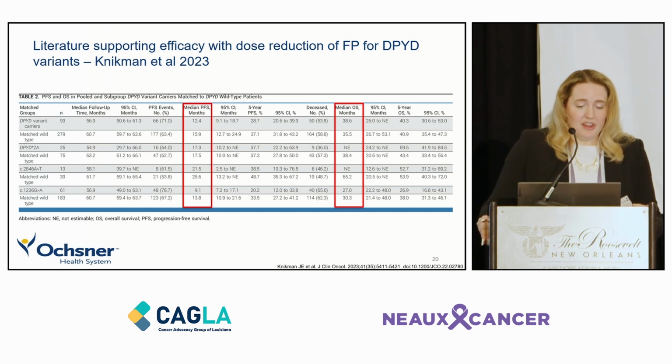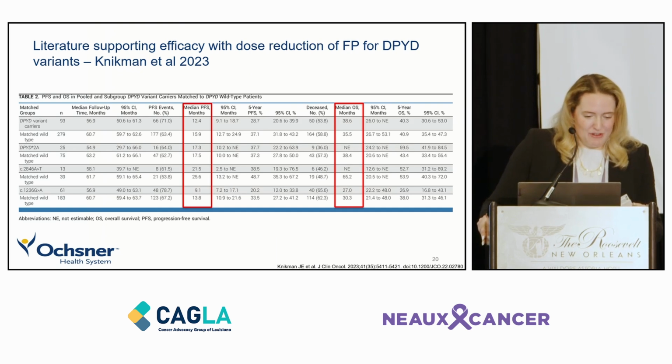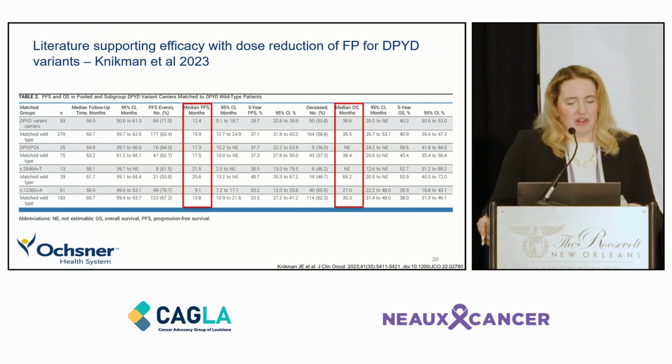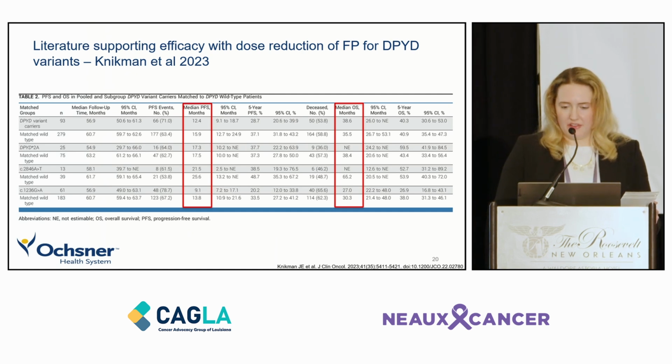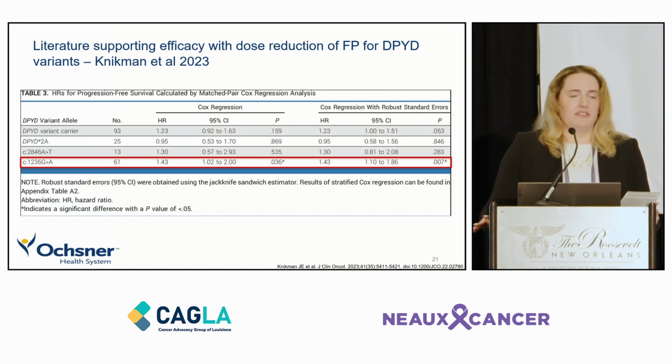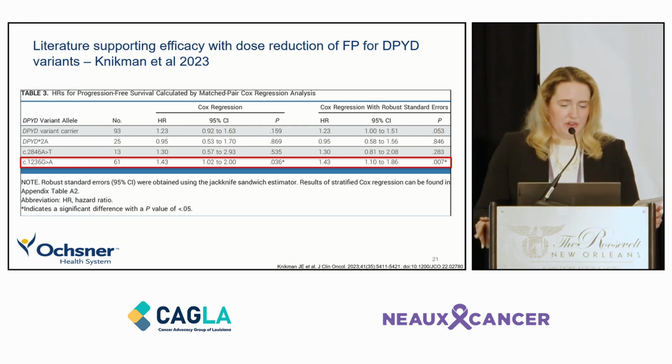There is one, again, I lovingly call it the problem child variant. If you see the C1236G to A, we do see a slightly higher reduced progression-free survival and overall survival. And again, this is just looking at the data in a different way. So they did a Cox regression matched survival, and we can see, again, with our variant carriers overall, not seeing a significant difference between the two. But when we look at our problem child, we do see a slight difference here.